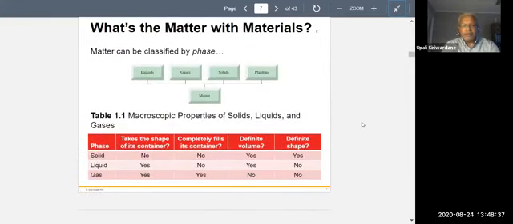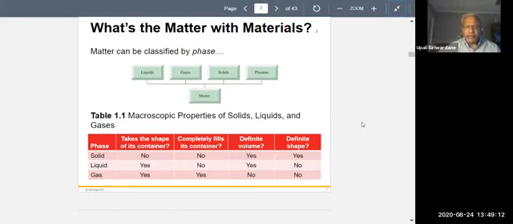Matter is divided into states or phases. Phase is another name for state of matter. Phase of matter is the same as state of matter. There are 4 basic states of matter: liquid, gases, solids, and plasma. Plasma is not normally found on Earth. It's found in hot stars.